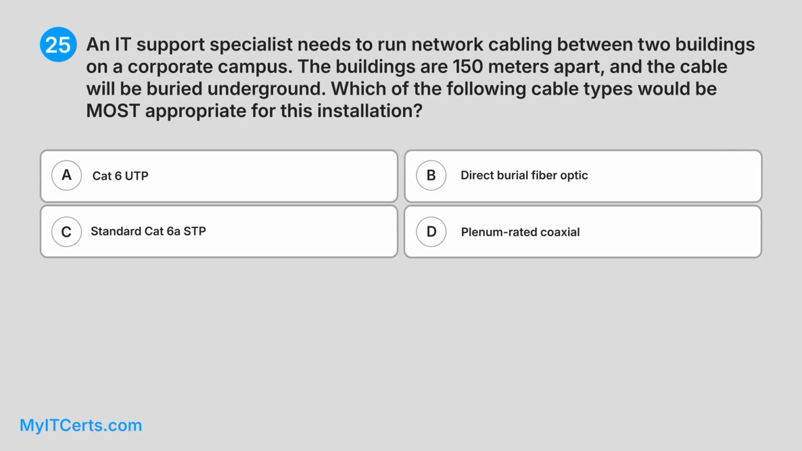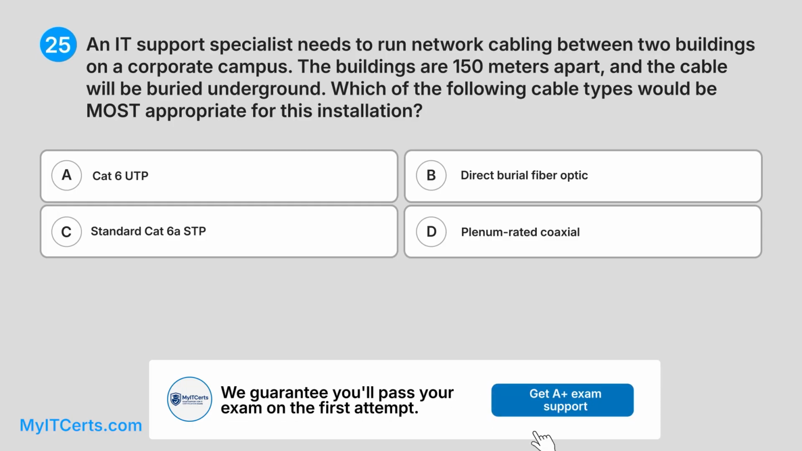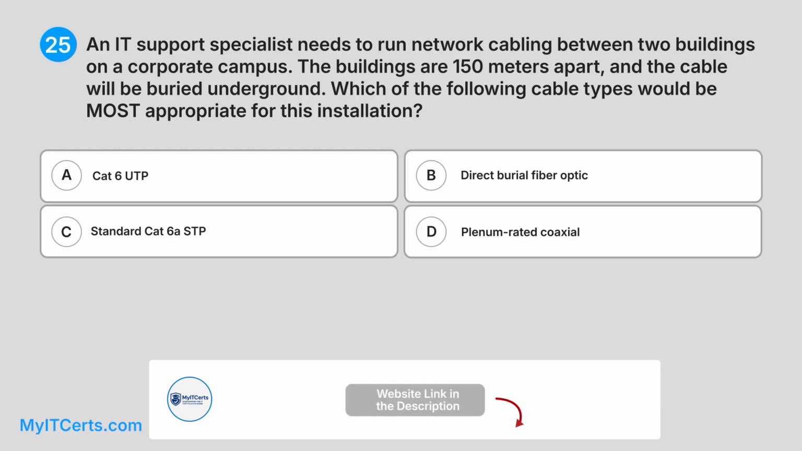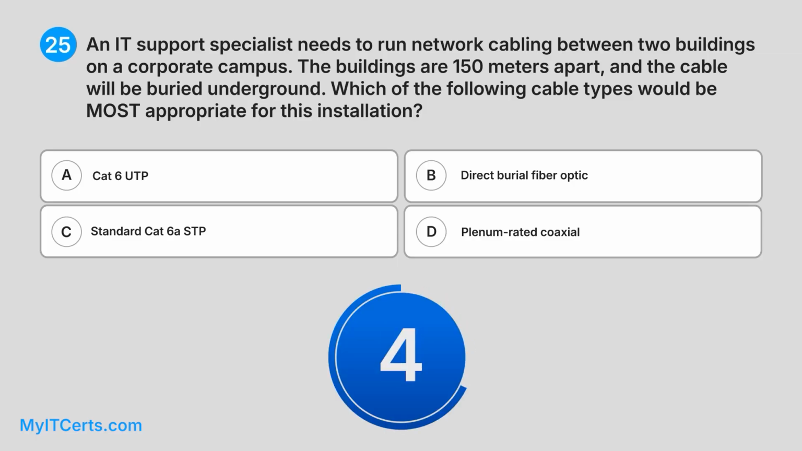25. An IT support specialist needs to run network cabling between two buildings on a corporate campus. The buildings are 150 meters apart, and the cable will be buried underground. Which of the following cable types would be most appropriate for this installation? A. Cat6 UTP. B. Direct burial fiber optic. C. Standard Cat6 STP. D. Plenum rated coaxial. Can you guess the answer?